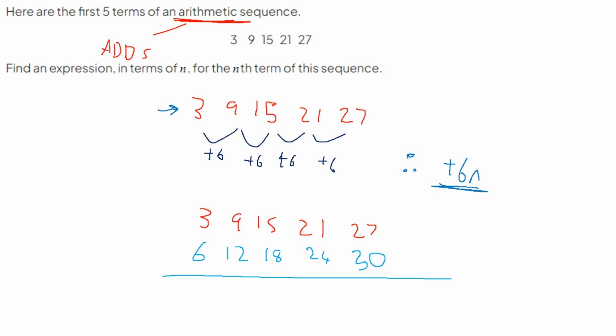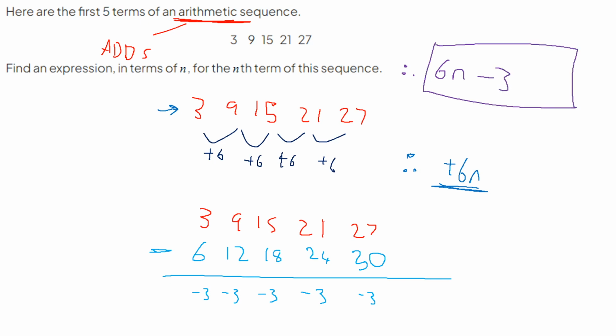And now we subtract. So 3 minus 6 is minus 3. 9 minus 12 is minus 3. 15 minus 18 is minus 3. Minus 3, minus 3. And so our final solution for the nth term is going to be 6n minus 3. And that is our final answer.